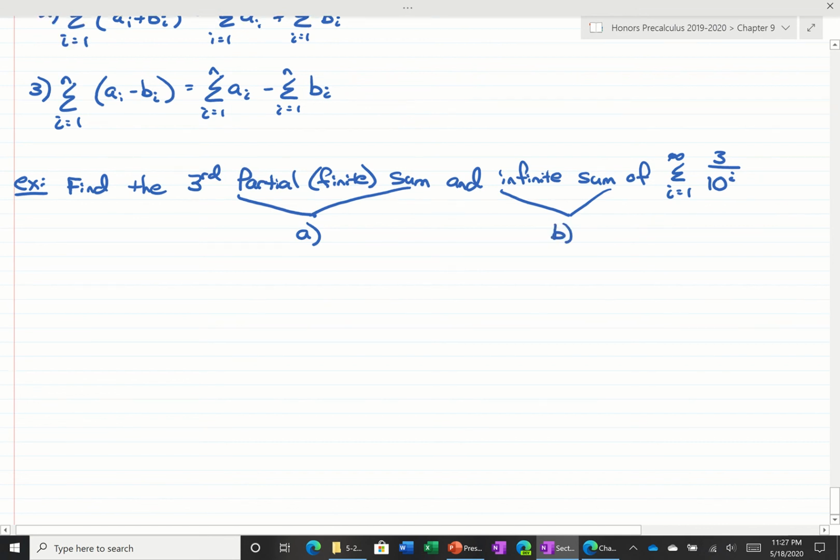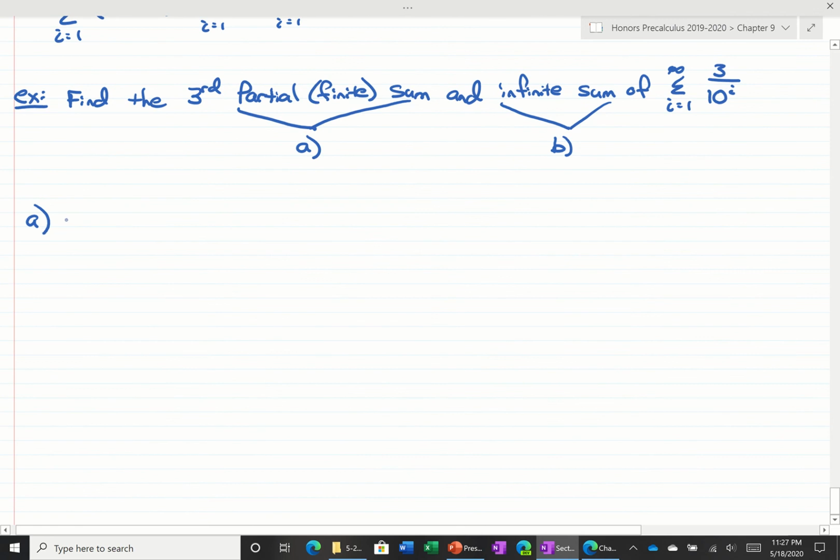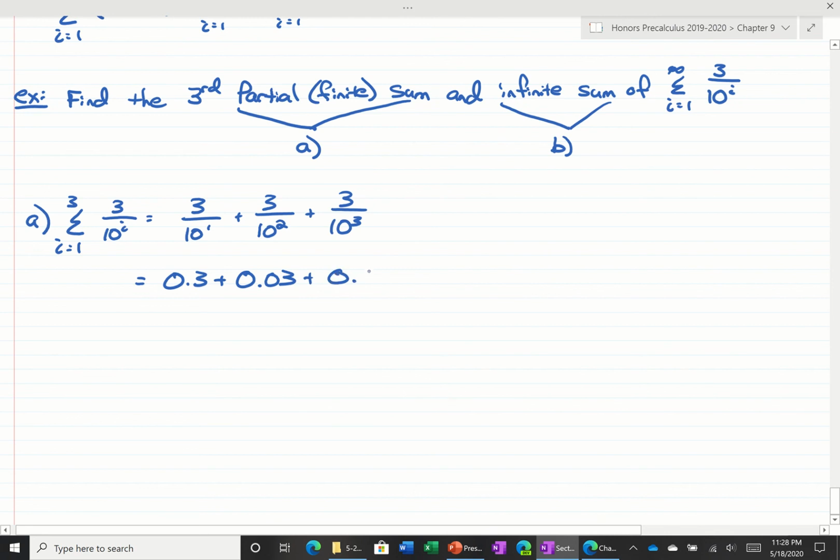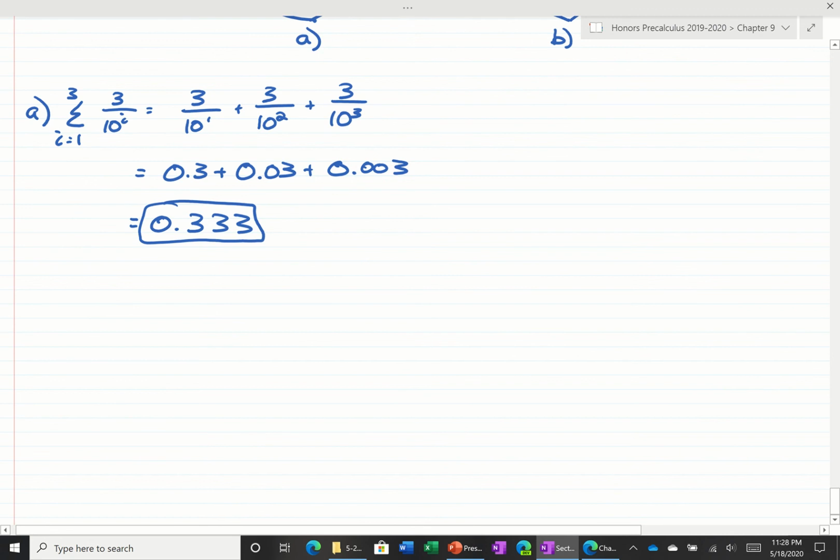All right. So for the partial finite sum, we're only going out to 3. So what this means is we're doing 3 over 10 to the first, plus 3 over 10 to the second, plus 3 over 10 to the third. And that would be 3 divided by 10 is 0.3, plus 0.03, plus 0.003 would give us 0.333. You can kind of see what's happening here, right?